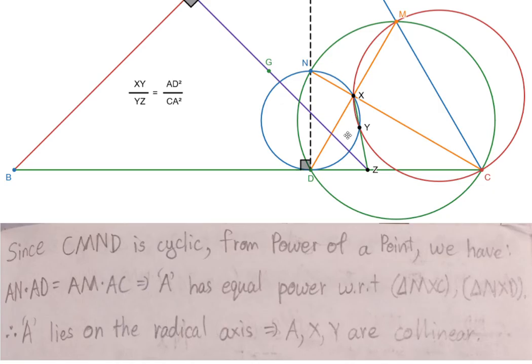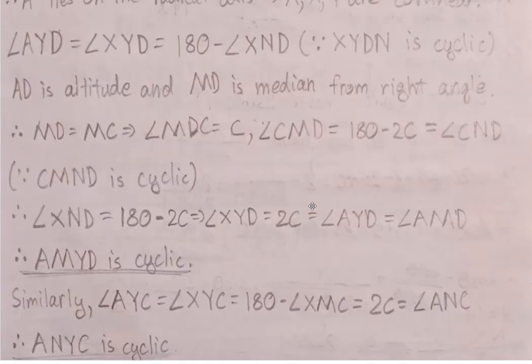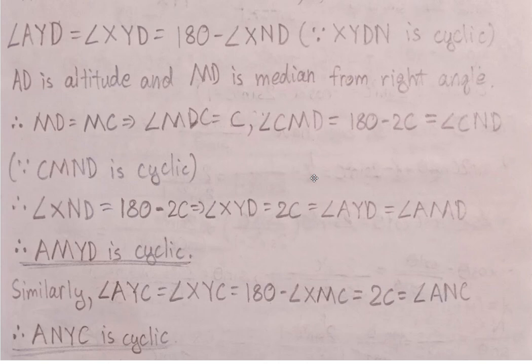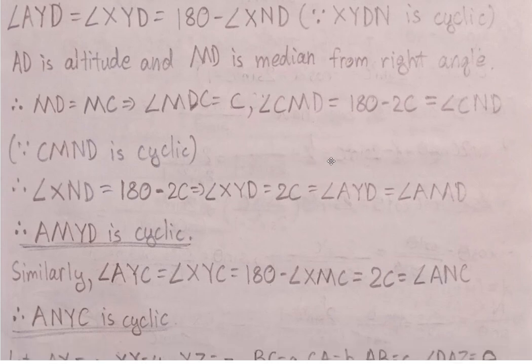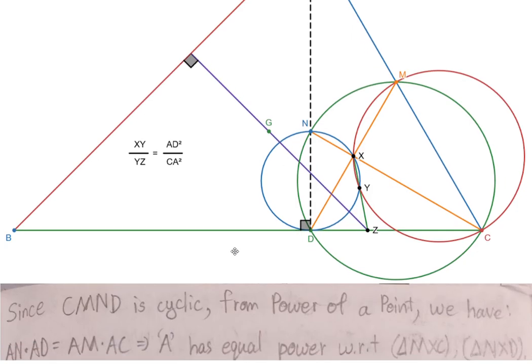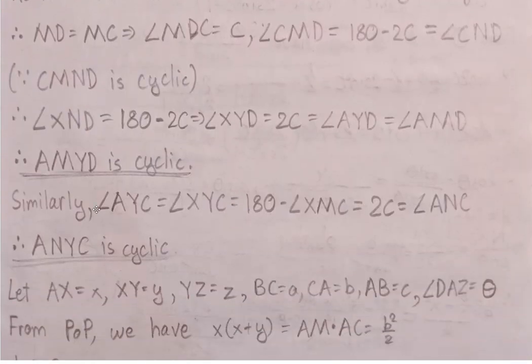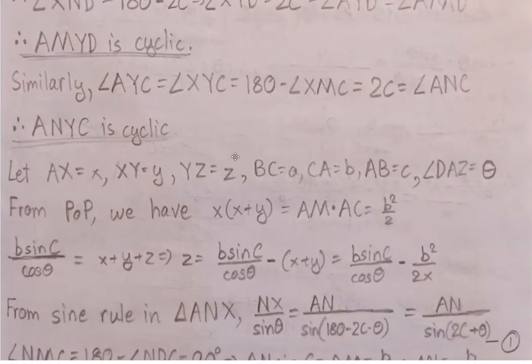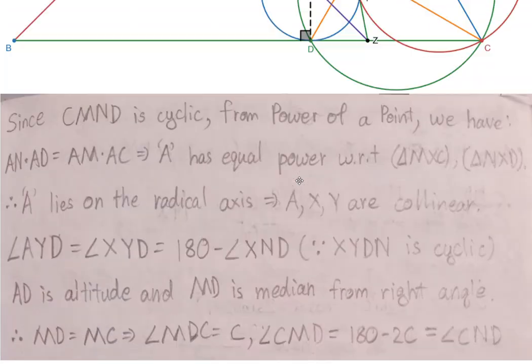So you get AYD is 2C, and then you solve for AMD, which is basically the exterior angle. So this is angle C, this is also angle C because it's isosceles, and then this is 2C, exterior angle. And so that's how you prove that, because from the same line, it's subtending the same angle. AYD is equal to AMD. So these four points have to lie on the same circle, so they're concyclic. So that's how you prove this, and then you basically do the same thing to get that AYNC is cyclic. Now we assume variables.